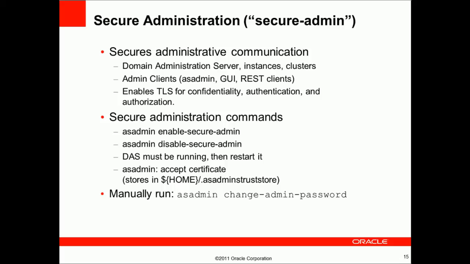To enable secure admin: by default, secure admin is disabled in GlassFish distributions, and it doesn't matter which distribution you download, it's disabled in all of them. So what you want to do is enable it. You'll run asadmin enable-secure-admin, and the DAS has to be running to run this command, because it's essentially going to reconfigure itself. For example, it'll set up a secure HTTP listener for the DAS. That's one thing it'll do, and the DAS has to be running in order for that to happen. To disable secure admin, you just run asadmin disable-secure-admin. But after you enable it, or after you disable it, you'll have to restart the DAS so that the updated settings actually take effect.